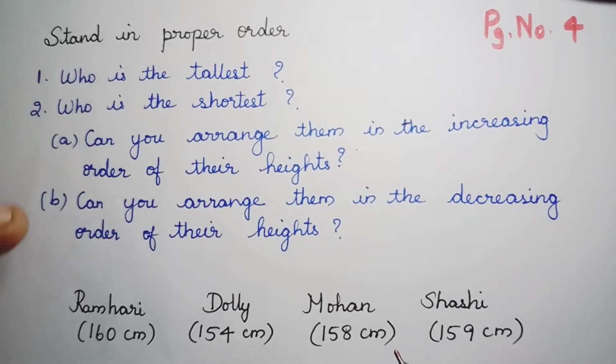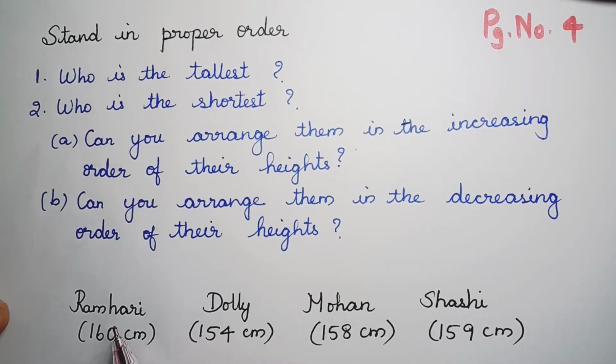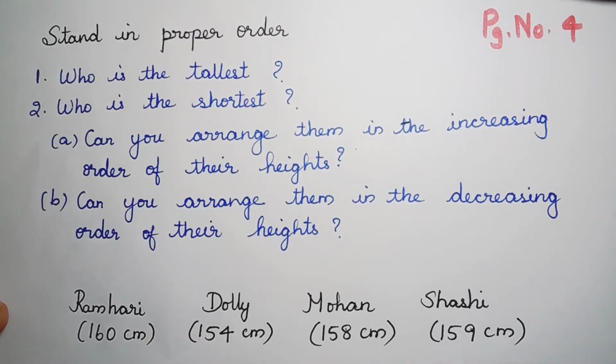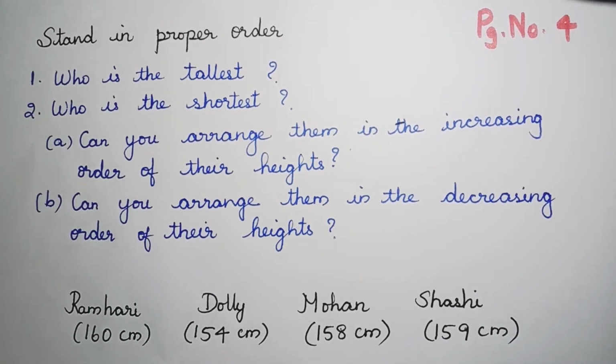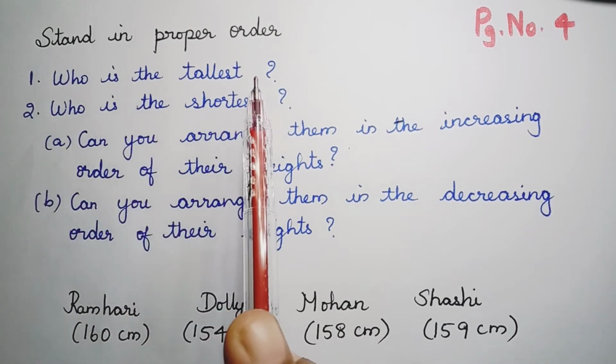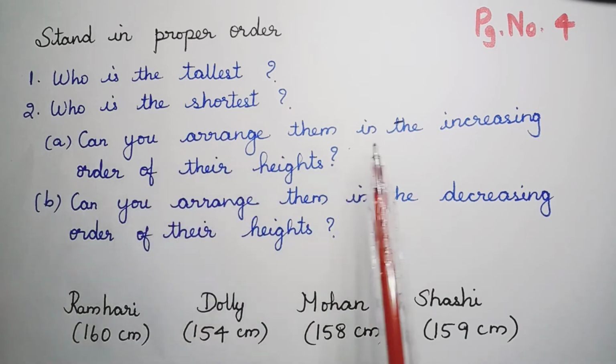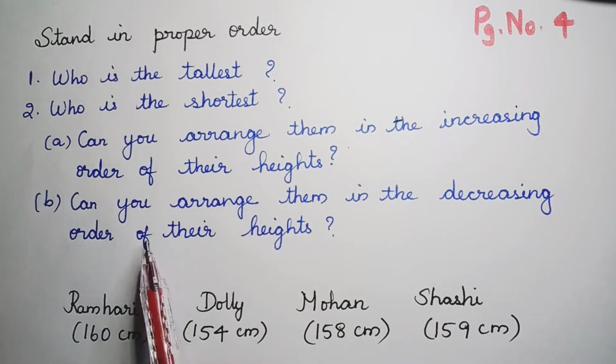Next topic in your subject is stand in proper order. In that they have given few names: Ramhari, Dolly, Mohan and Shashi, and their heights. So we are asked to find out who is the tallest, who is the shortest, and we have to arrange them in the increasing order of their heights and arrange them in decreasing order of their heights. Let's solve one by one.